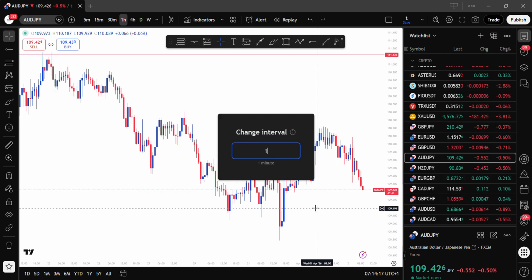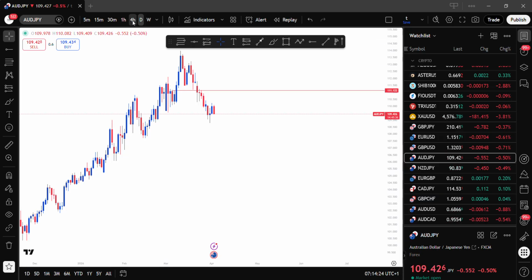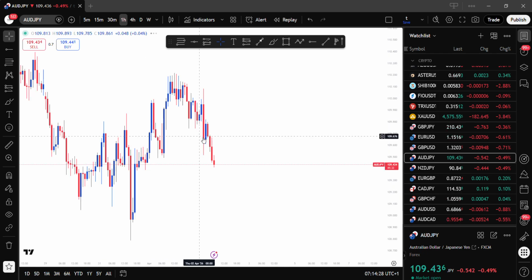Now on AUD JPY, if you check the daily time frame on AUD JPY, you can see the market has been selling the whole time. If you come to 4 hours, more sales are happening. On 1 hour as well, more sales are still happening, but there's no clear entry.